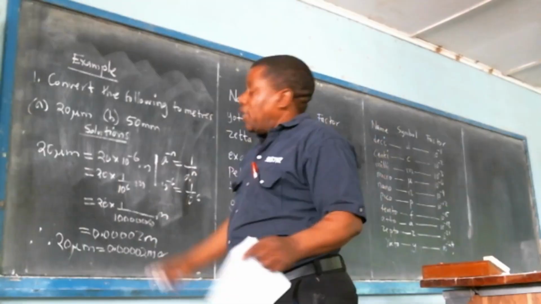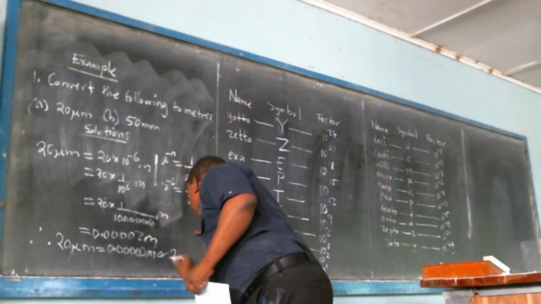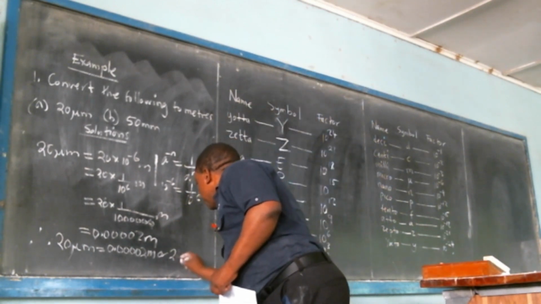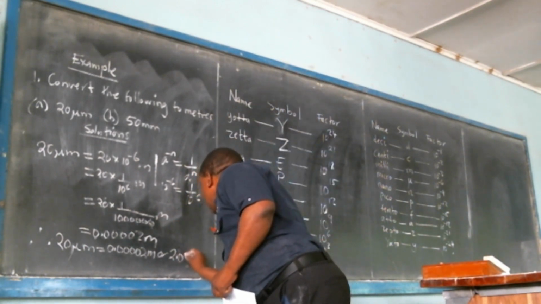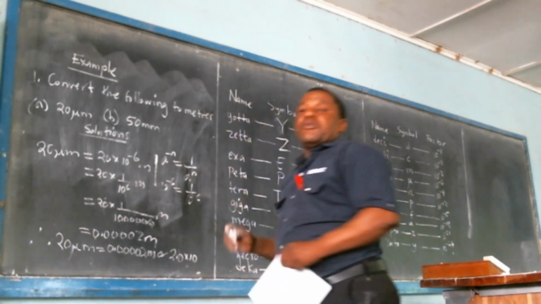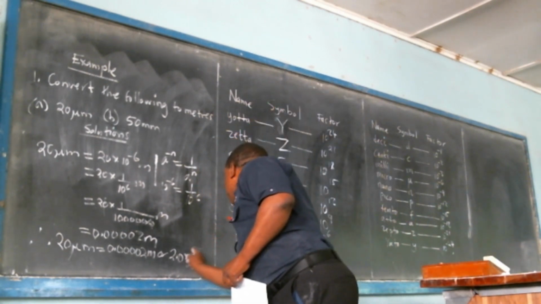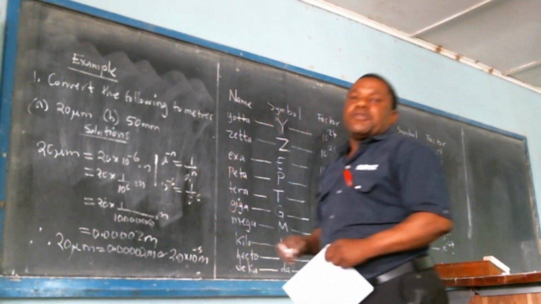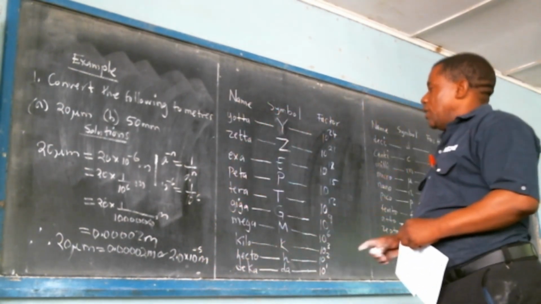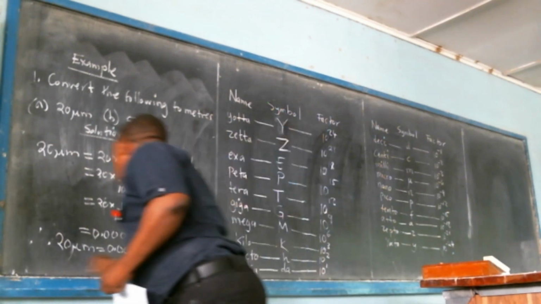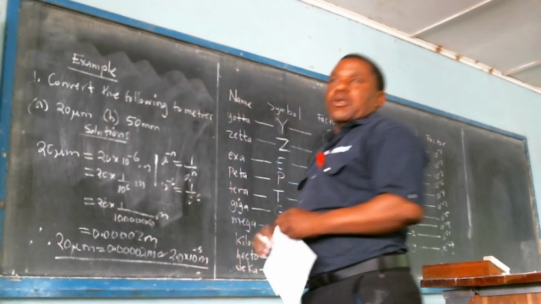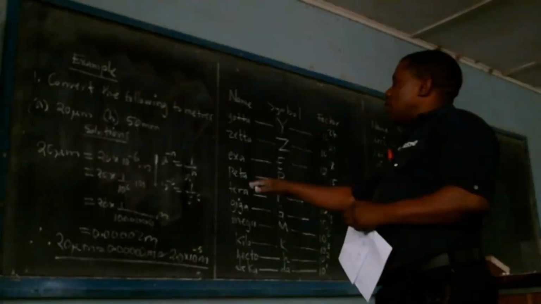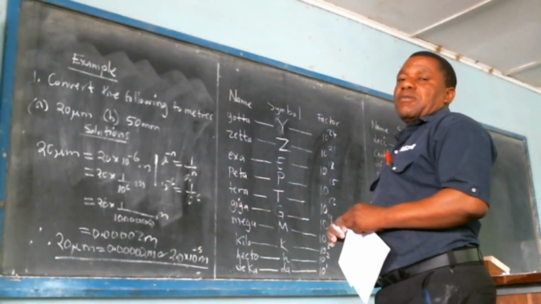Or we can express the same value in scientific notation or standard form, which will be 2.0 times 10 to the power -5 of a meter. So that is the meaning of 20 micrometers in meters. So 20 micrometers in meters, we have as a decimal number or in scientific notation.